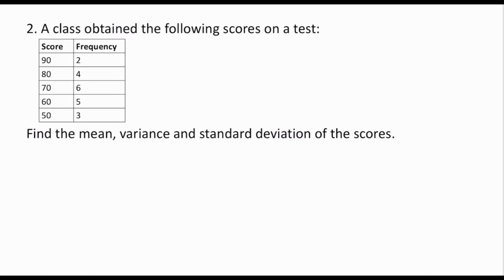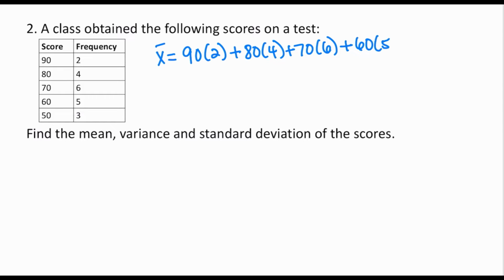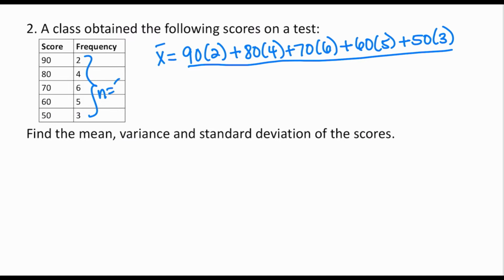To figure out the mean, you would have to take each value, so each score, and multiply it by its frequency, because that means there were two scores of 90 plus 80 times 4 plus 70 times 6 plus 60 times 5 plus 50 times 3, and you're going to divide by n, and n in this case is going to be the sum of the frequencies.